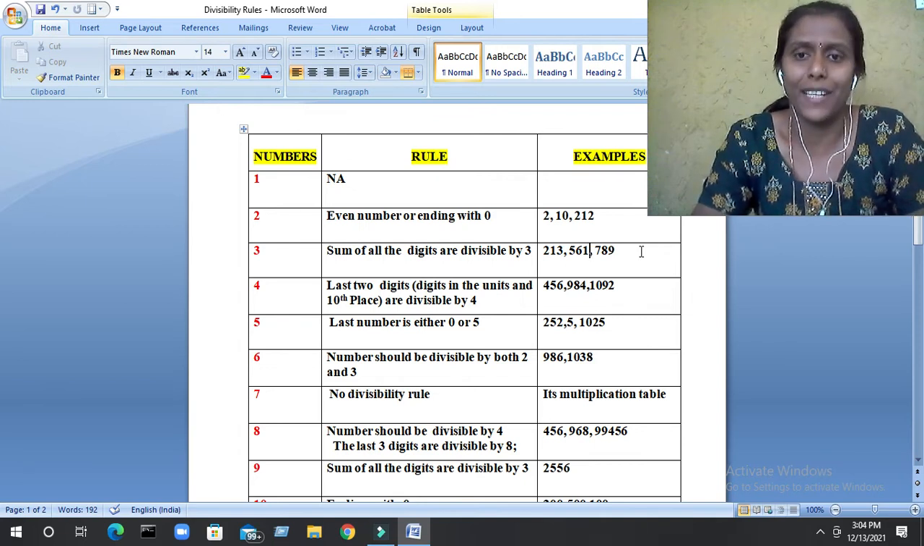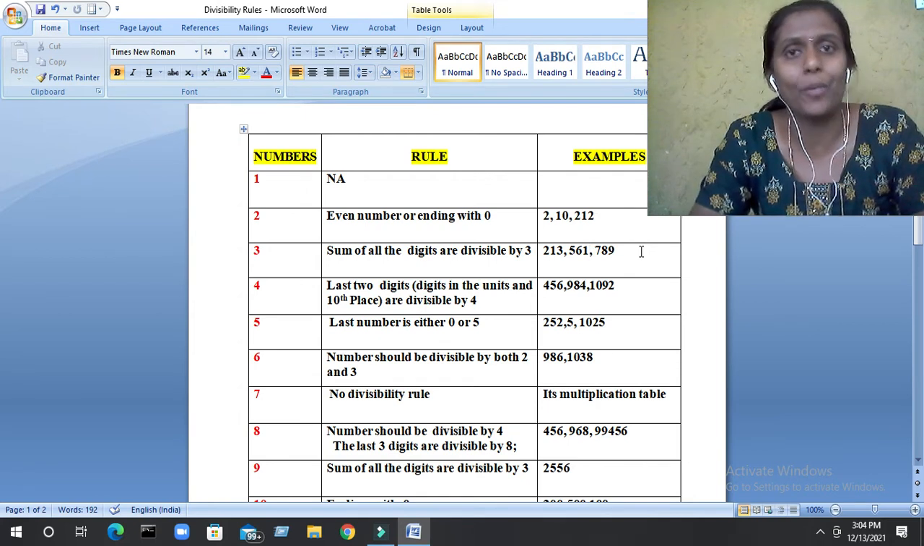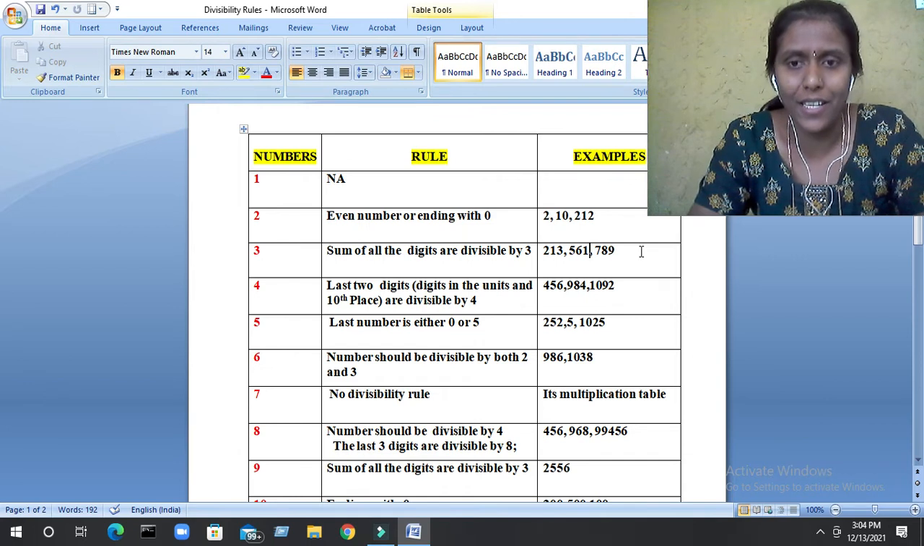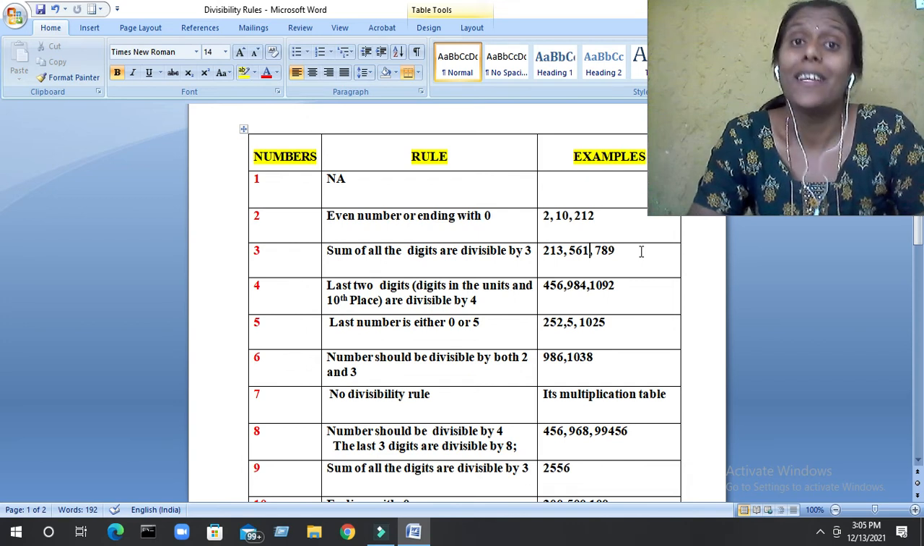Next, let's go for the next example, 1038. Yes, that is divisible by 2 because it's an even number at the last unit. Next, is it divisible by 3? Sum of all its digits: 1 plus 3 plus 8. 1 plus 3 is 4. 4 plus 8 is 12. 12 is divisible by 3.